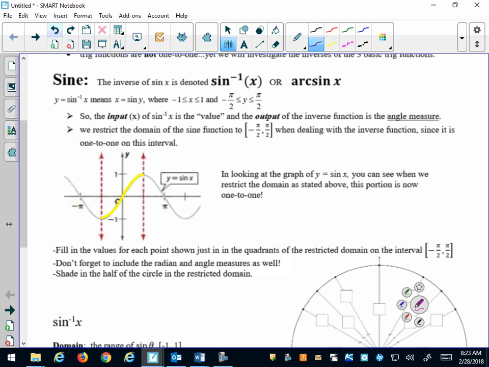Now, could we have picked the section from here to here? Sure, could have. But that's not on the unit circle. That goes past the unit circle. You see that, right? Actually, no, it doesn't, but we're just going to restrict it to half of the unit circle. So we could have done that side, but that's not what they choose to do. They choose to do this part.